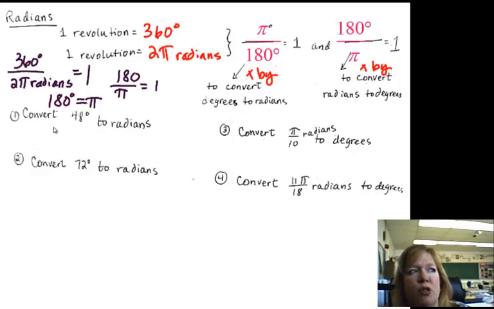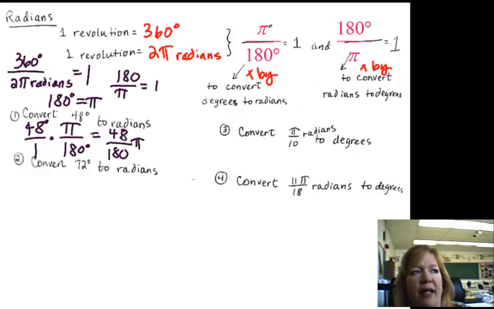So let's do this first one. Convert 48 degrees to radians. So we're going from degrees to radians. So I'm going to take 48 and put it over 1. And then I'm going to multiply it by pi over 180. So all I do, the degrees cancel out, and I end up with 48 over 180 times pi radians.